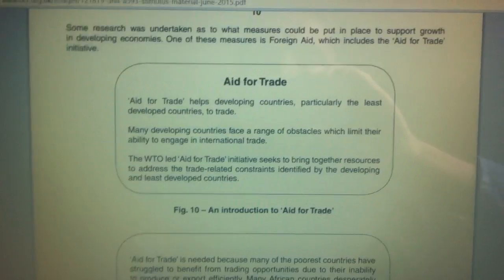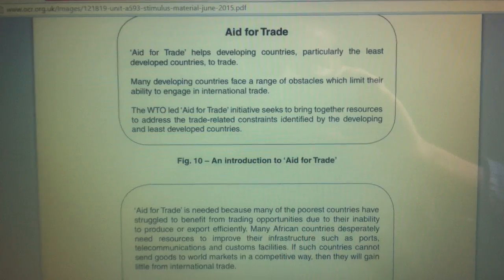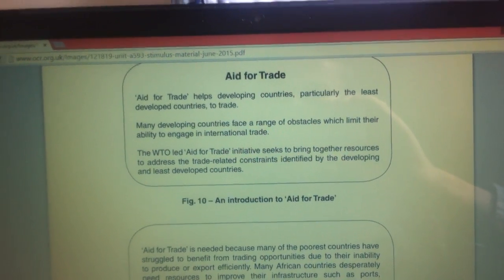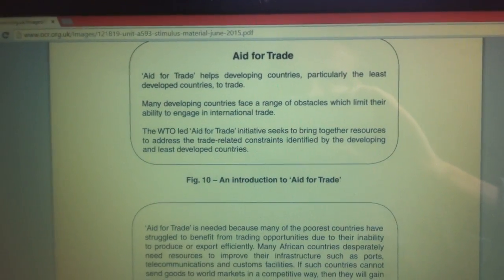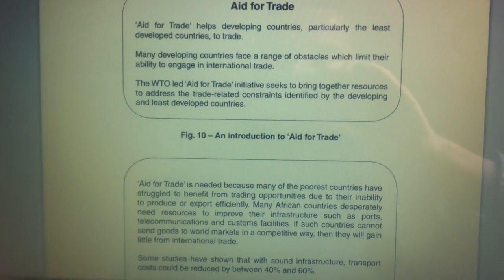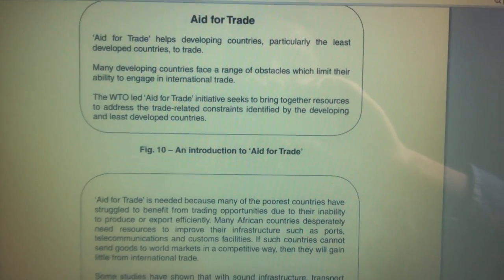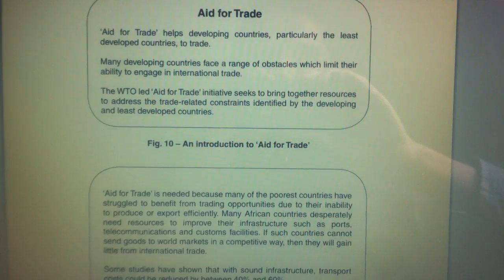Figure 10. Right, okay, figures 10 and 11. Now, figures 10 and 11 I would take together because they introduce the main final theme here, which is all about aid, foreign aid, or aid for trade.